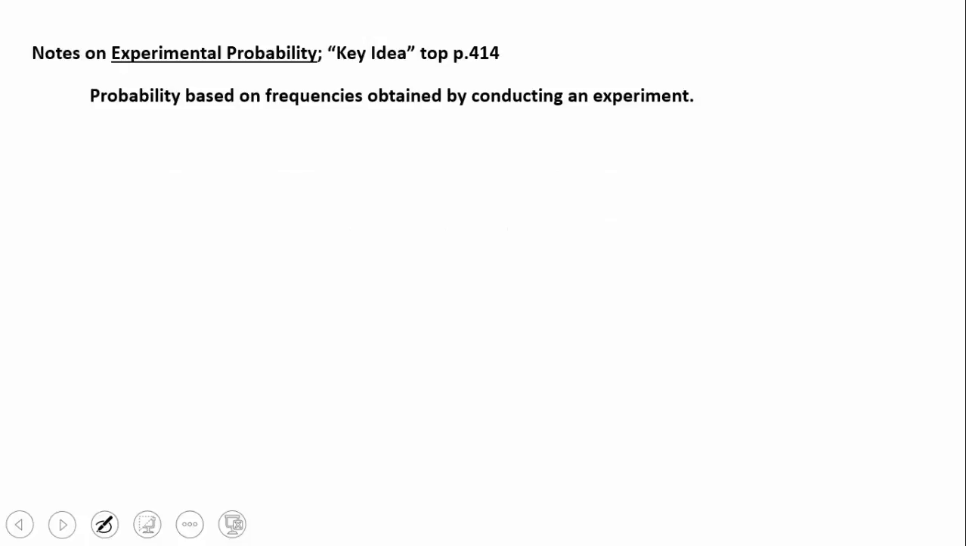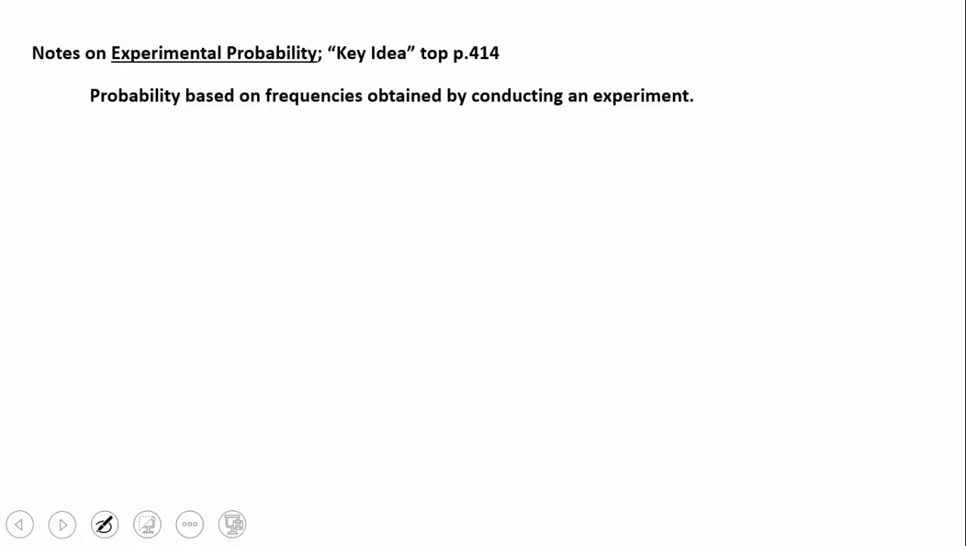This one is going to experimental, so you have to go back to page 414 to take a few notes. And ladies and gentlemen, once again, I find that the book is extremely inadequate in defining experimental probability. Experimental probability is probability based on frequencies obtained by conducting an experiment.